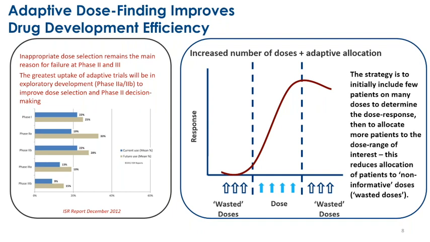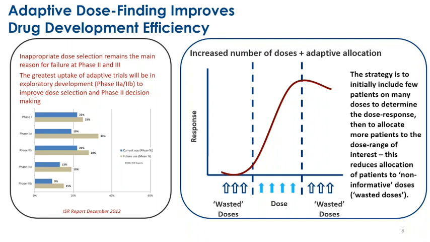Why consider adaptive dose finding trials? Well, they're intended to improve the drug development program efficiency. An ISR report, 2012, indicated that inappropriate dose selection was a key reason for failure in phase 2 and 3. And the aim of adaptive dose finding trials is to focus the randomization on the area of the dose response curve that's of key interest.